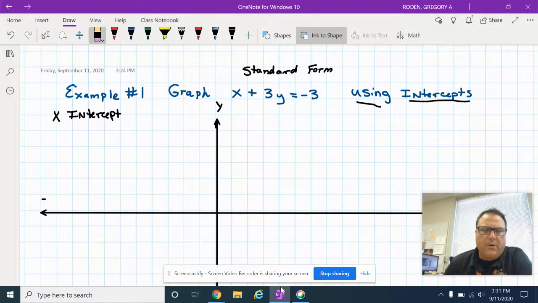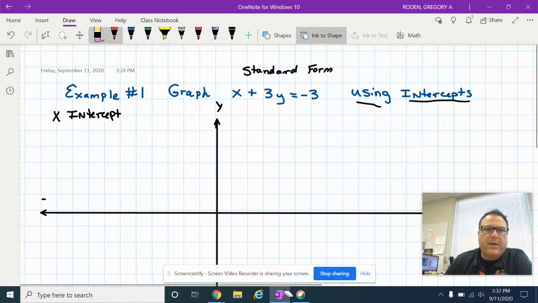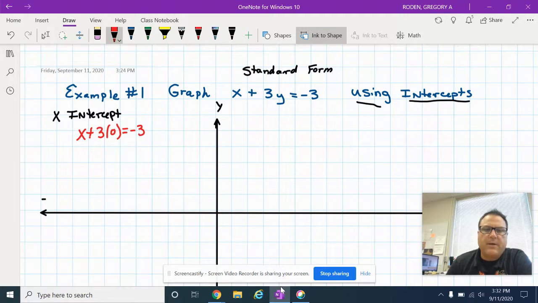So the x-intercept is where the y value is 0. So if we plug a 0 in for this y value, what do we get? We get x plus 3 times 0 equals negative 3. And so we get x equals negative 3. So we know we have an x-intercept at (negative 3, 0). And that's going to be our x-intercept right there.